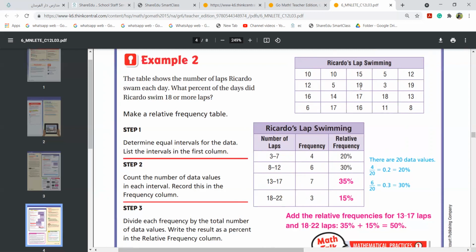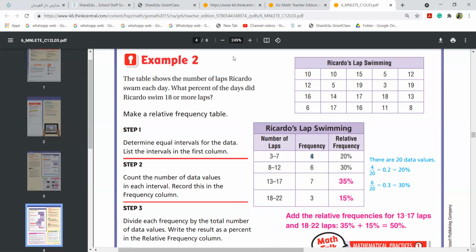Right. Two 19s and one 18. Now let us see, from 3 to 7, you have frequency 4. From 3 to 7, 3 is included and 7 is included. Count 3 and 7. First line, I have 5. That is 1. Second line, 5 and 3. 2, 3. Third line, nothing. Fourth line, you have 6.